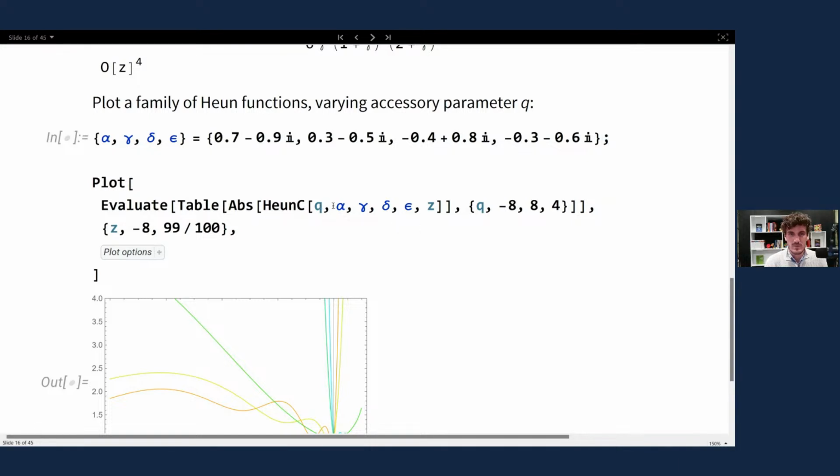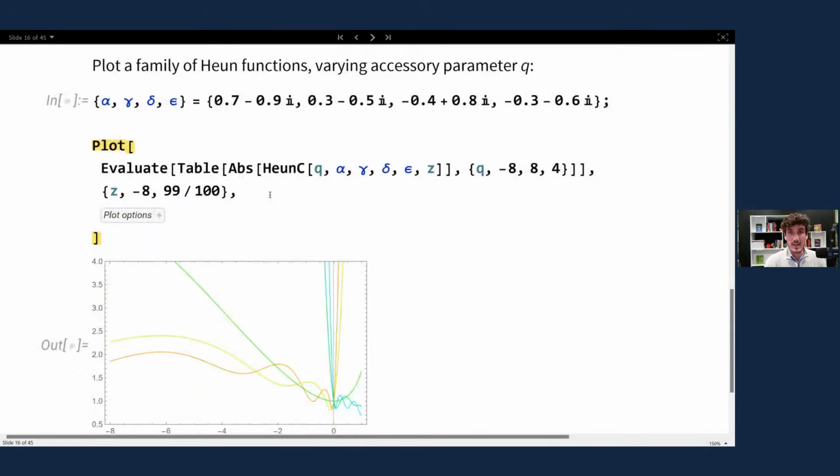Okay, and notice by the turquoise coloring, inside the Table function, that's where the Q is varying. So that's varying from -8 to 8 in steps of 4. And then Z is what's being plotted. So we're plotting the function against Z, but Q is being allowed to vary. So Q is what generates the family of functions, Z is what generates the plot. Okay?